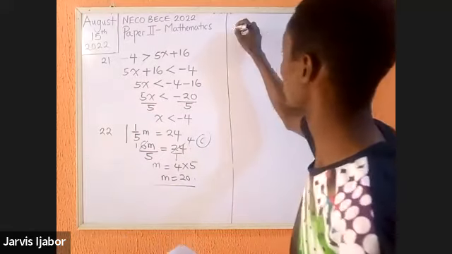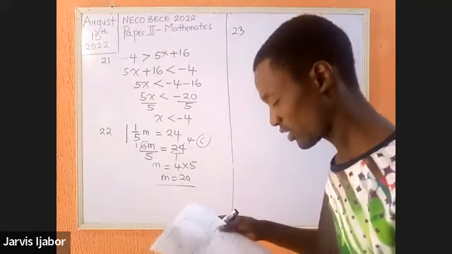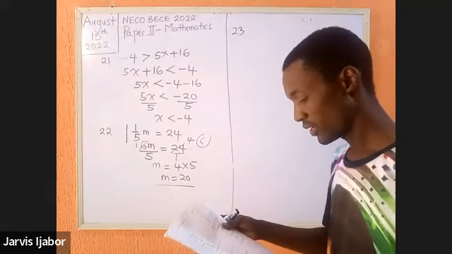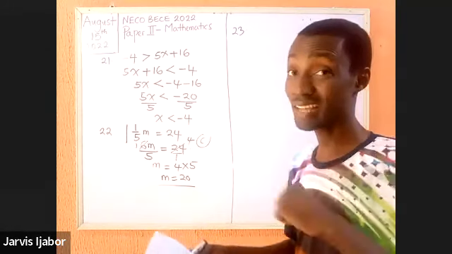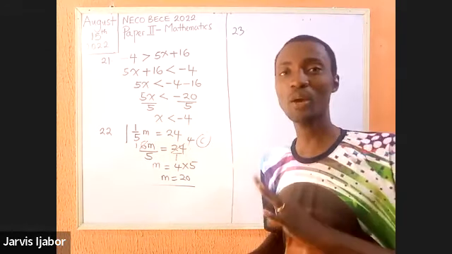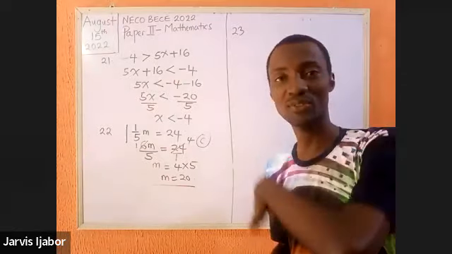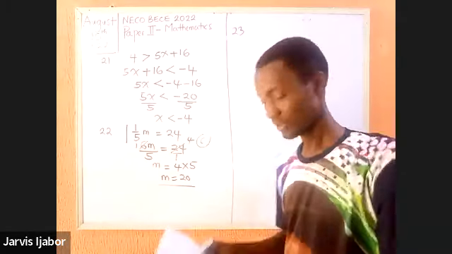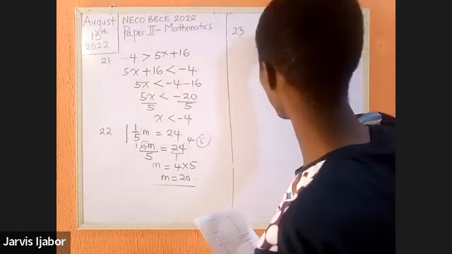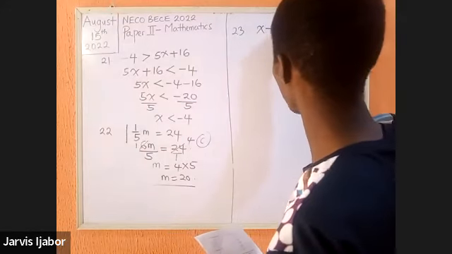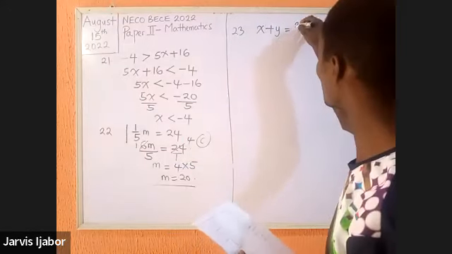So let's go to question 23. In question 23, you're told to solve the simultaneous equation. This is another simultaneous equation. I think this year what they did was to spread the questions. So you see that if you're prepared for this exam, this is one topic you need to know.